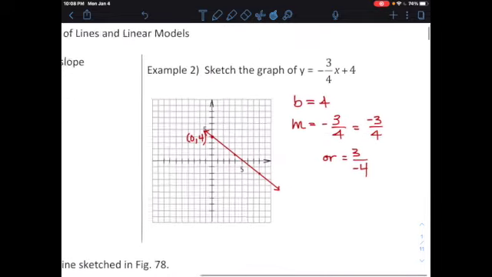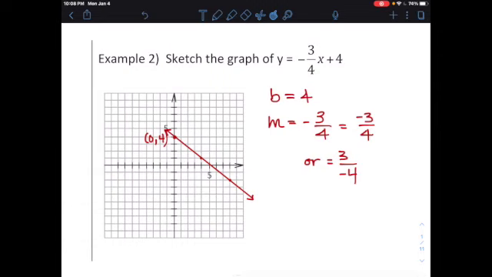And example number 2, I wrote it out for you guys. The equation is in slope-intercept form, and so the slope is negative 3 over 4, and the y-intercept is 4. Recognize that m, negative 3 over 4, can be negative 3 over 4 or 3 over negative 4. That means to the left 3 and up by 4, or you can do up 3 and to the left 4. It depends on how your paper is situated. You can pick whichever one works better for you.